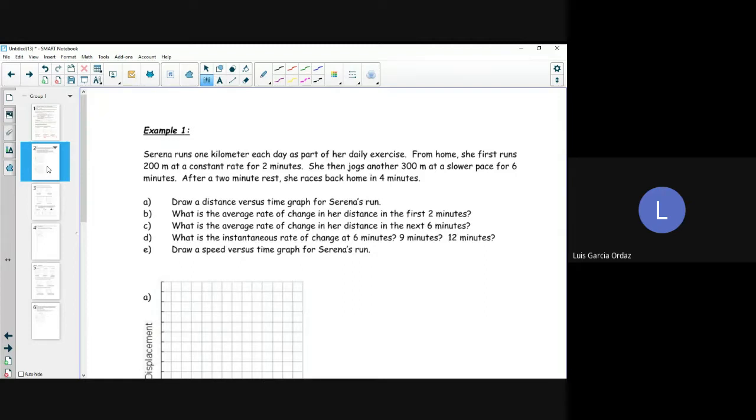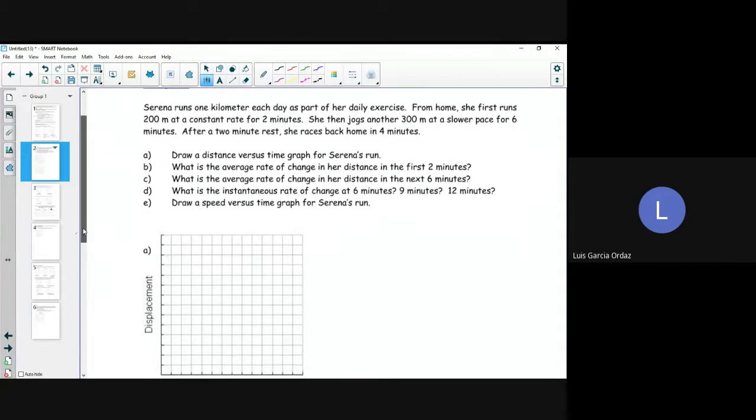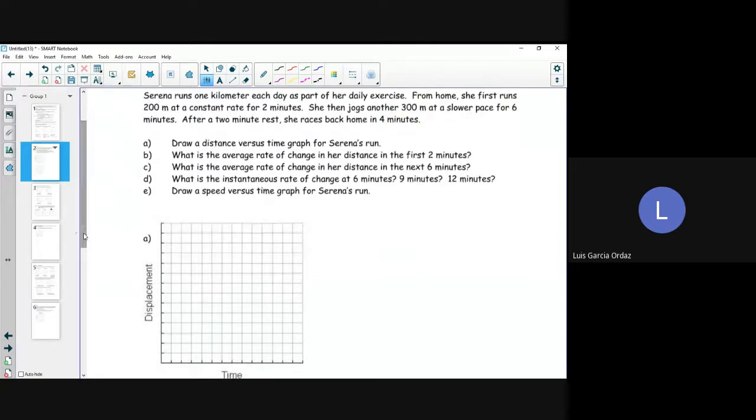So you guys probably are reminded of this type of question when you were in grade 9, making a distance time graph. So Serena runs 1 kilometer each day as part of her daily exercise. From home, she first runs 200 meters at a constant rate for 2 minutes, then jogs another 300 meters at a slower pace for 6 minutes. And after a 2-minute rest, she races back home in 4 minutes.